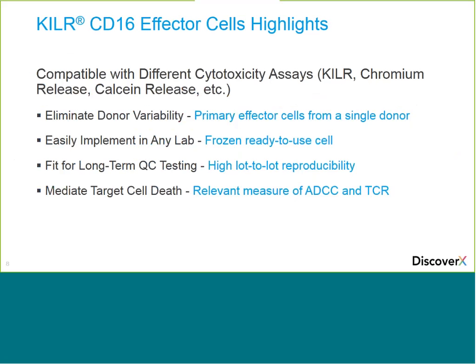So some highlights, as I just mentioned: the KILR effectors are compatible with many different cytotoxicity assays, such as chromium release, calcein release, etc. They are not compatible with binding assays. So it's anything that uses an effector-mediated killing mechanism. The important thing, and we'll show you some examples here, is that these particular cells eliminate donor-to-donor variability because they are derived from a single donor. They are easy to implement in any lab because they are supplied as a frozen, ready-to-use cell, although one needs to allow them to recover. Just from a physiological perspective, these are T cells that need some recovery time before you can use them in your assay. But they don't require complicated culturing.